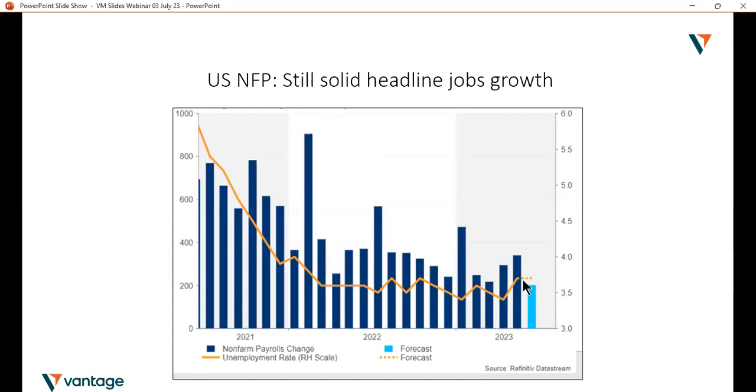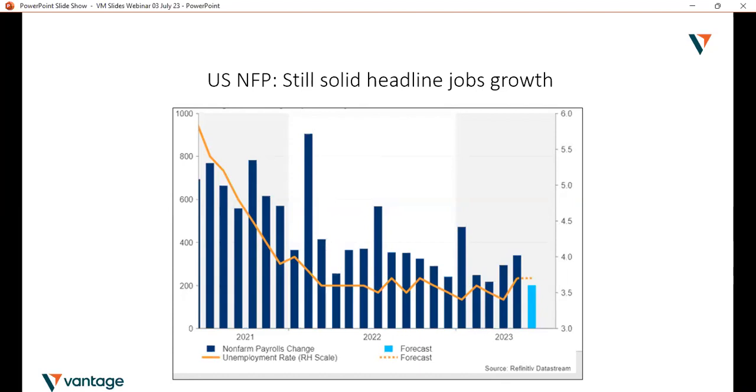With the jobless rate, you can see those multi-decade lows. Let's not forget that 3.4%. Even if we tick up to 3.7%, we're still very low in the jobless rate. And certainly many are expecting that to move up towards 4.5% as the cycle progresses, as these interest rate hikes hit the economy going forward.